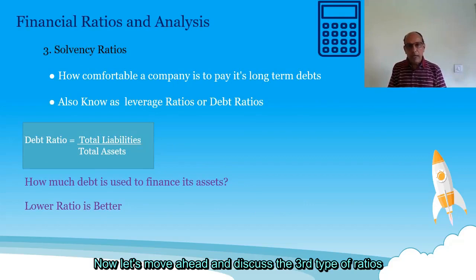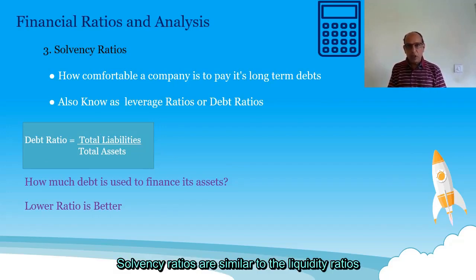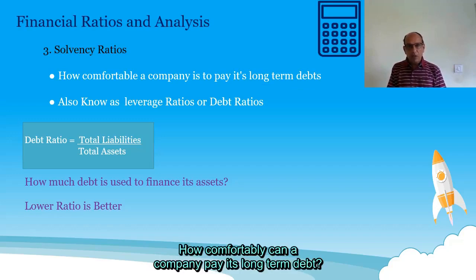Now, let us move ahead and discuss the third type of ratio, that is solvency ratios. Solvency ratios are similar to the liquidity ratios. We talked about short-term debt there. Here we will talk about long-term debts. How comfortably can a company pay its long-term debt?